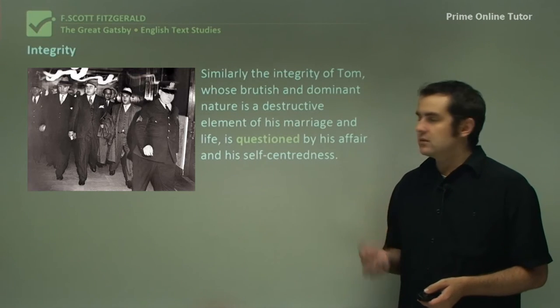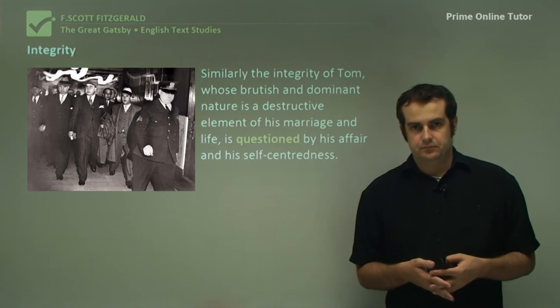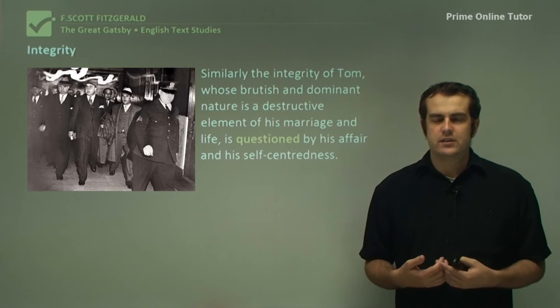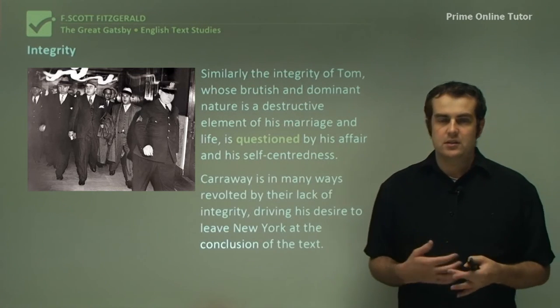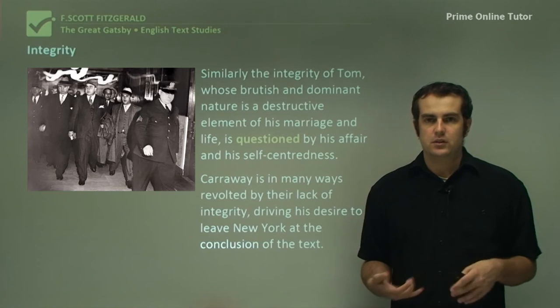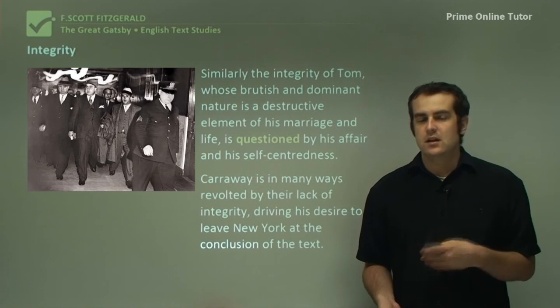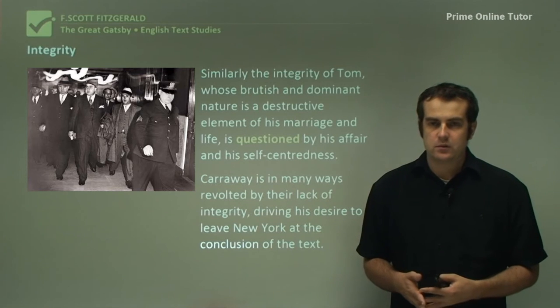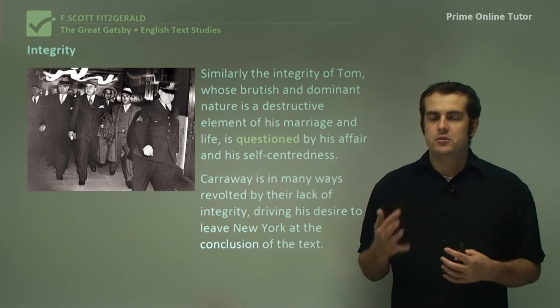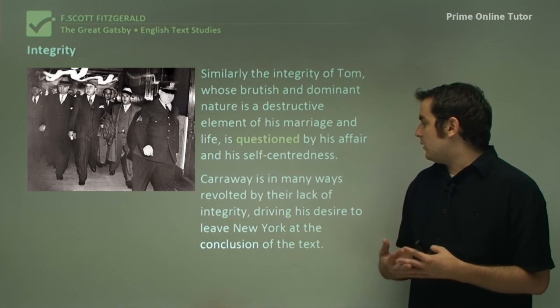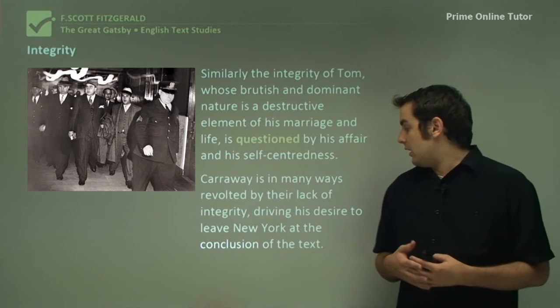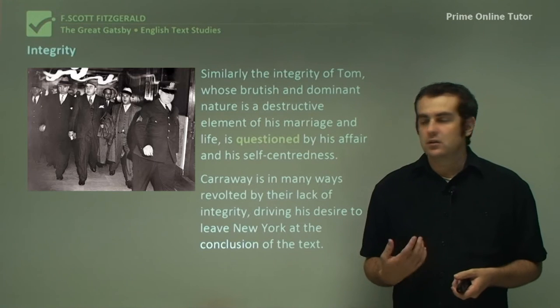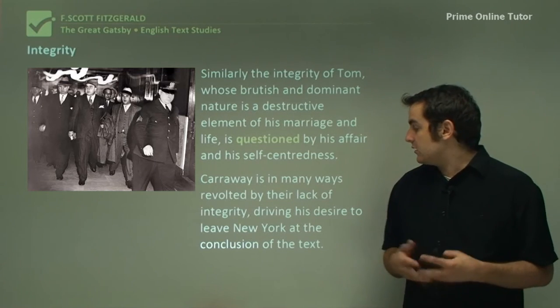And certainly in his case, he shows this in his nature and the way that he acts around people. And Carraway is almost the figure of purity. He indicates that yes, he was caught up in this sort of atmosphere, but he doesn't really perpetrate it to any great degree. He's almost revolted by the lack of integrity, and it drives him eventually to leave New York, or leave West Egg, should I say, at the conclusion of the text.